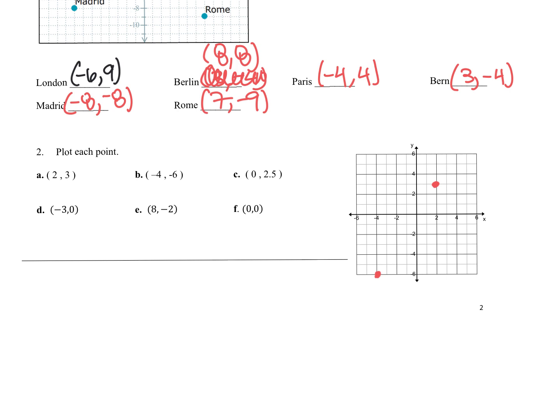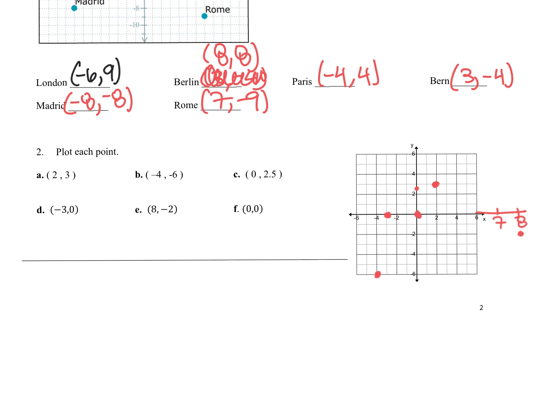0, 2.5, now that one's kind of hard to do, right? Because I don't get to go left or right because of the 0. I only go up, and then I have to go in between 2 and 3, and I'm a human, so it's not going to be perfect. So just do your best to kind of get it in between 2 and 3. And then -3, 0 would be right here. 8, -2 is off the graph, but that's okay because we know the graph actually keeps going forever in all directions. So we can estimate that it would be about right there, even though it's off the graph. And then 0, 0 is at the origin.